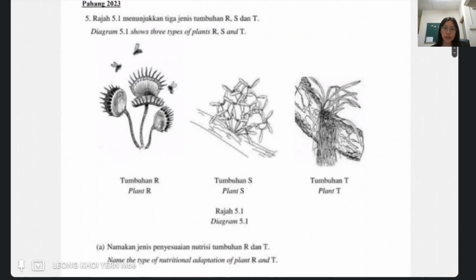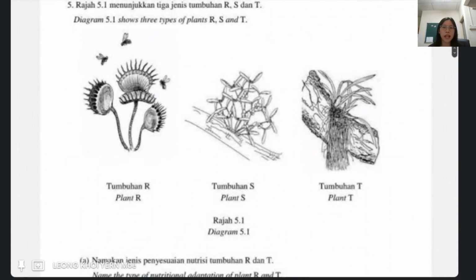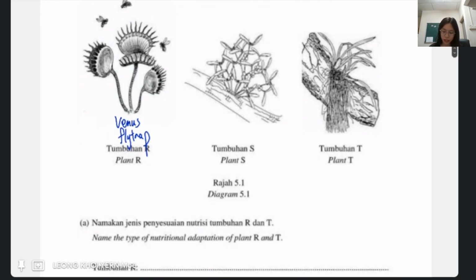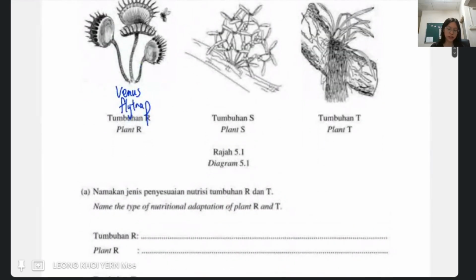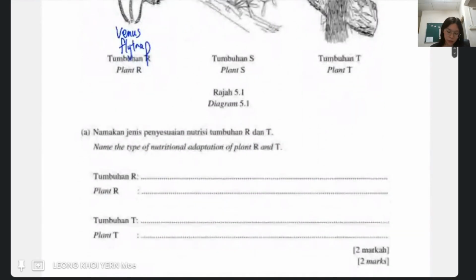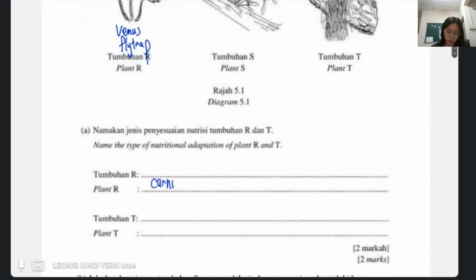And now let's take a look at this paper, Pahang 2023. Diagram 5.1 shows three types of plant, also the same thing. But this is a Venus fly trap. So it traps the fly. And the plant S one, then you can look at the plant P one. So for this, let's take a look at plant R. R is basically they eat others. So it's a carnivorous plant.